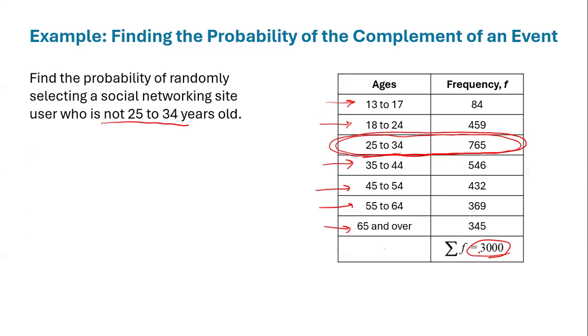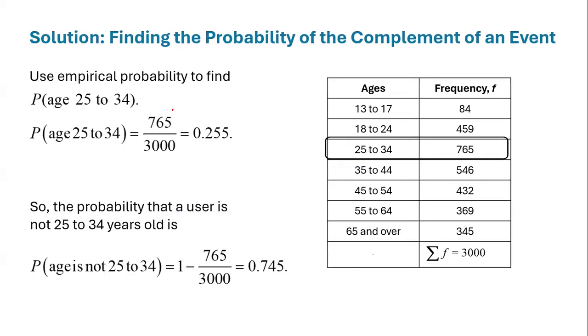But now, after finding that, if you want the user to be not 25 to 34, we use the complementary event and subtract that number from 1. And you see that it's much, much easier than using all the other classes instead of just one. And that is the final answer.